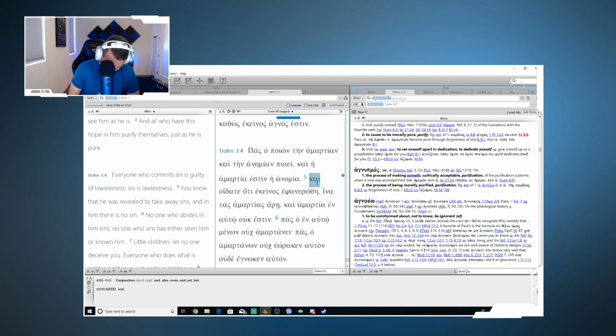Verse 4. Pas ho poion ten hamartian kai ten anomian poiei, kai he hamartia estin he anomia. Each one who does sin and also does lawlessness.